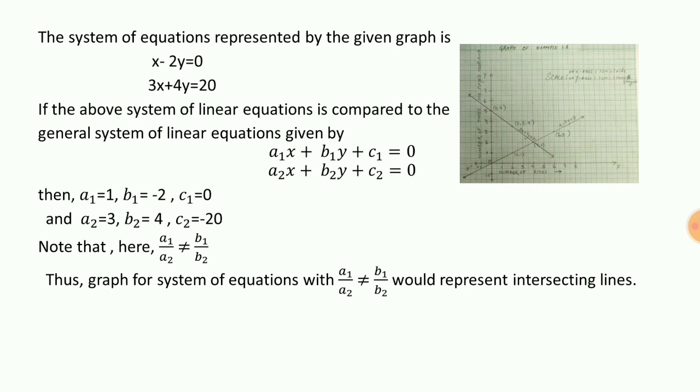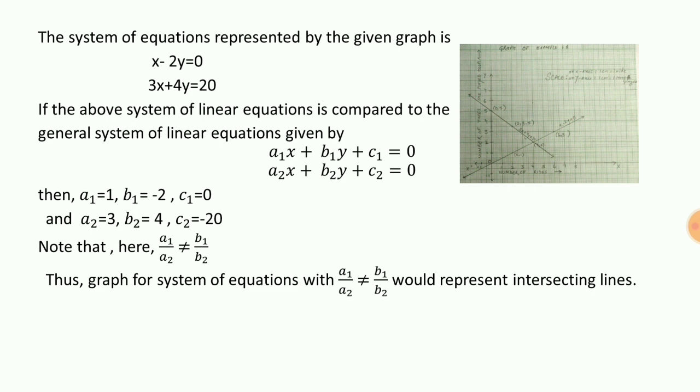So a1 and a2 are the coefficients of x in the two equations respectively. b1 and b2 are the coefficients of y in the two equations respectively, and c1 and c2 are the constant terms. So just see what is a1 and a2 in the two equations. It is 1 and 3. Find out a1 upon a2. We get 1 upon 3. Similarly, b1 and b2 in the above equations will be minus 2 and 4. So b1 upon b2 comes out to be minus 2 upon 4, that is minus 1 upon 2. c1 and c2 in the two equations are 0 and minus 20.